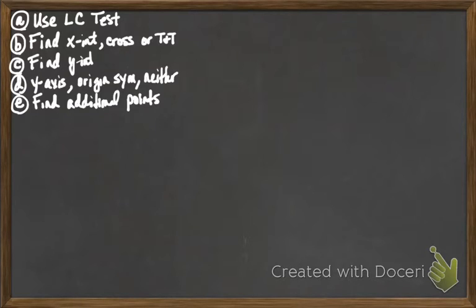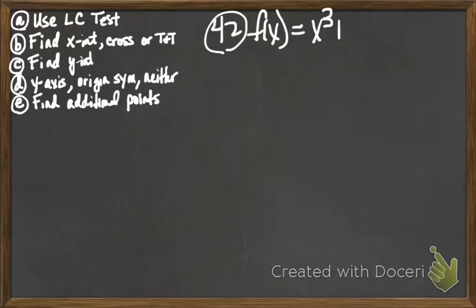All right, so let's start with number 42. These are the big, tough problems in this section. So 42 gives us this polynomial. F of x is equal to x cubed plus x squared minus 4x minus 4. And then we're going to go down our directions, A, B, C, D, and E.